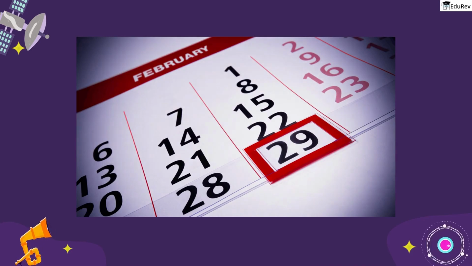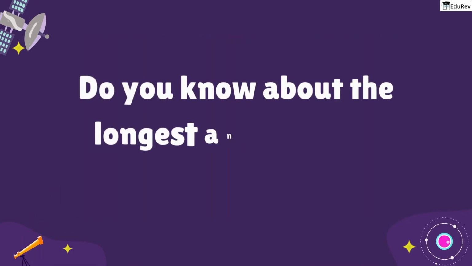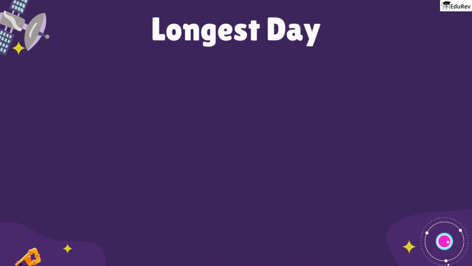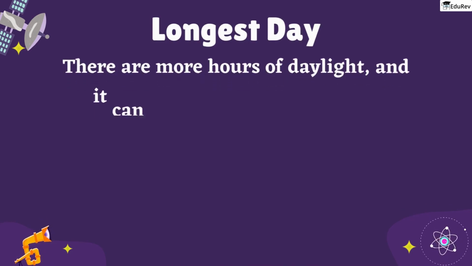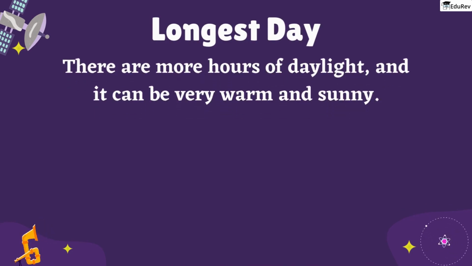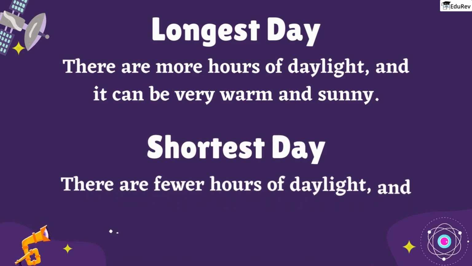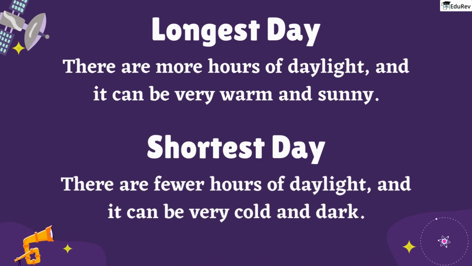Moving on, children, do you know about the longest and shortest days of the year? Let's learn about them together. By longest day, we mean there are more hours of daylight, and it can be very warm and sunny. While shortest day means there are fewer hours of daylight, and it can be very cold and dark.